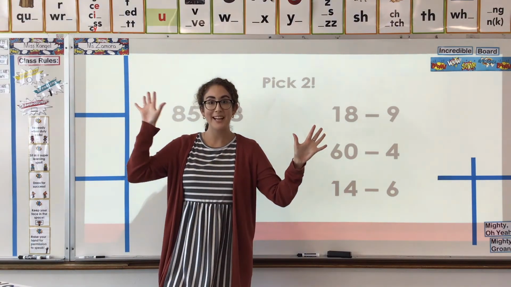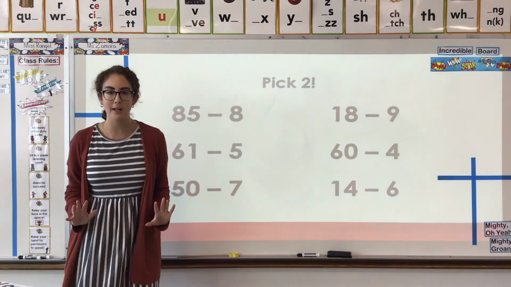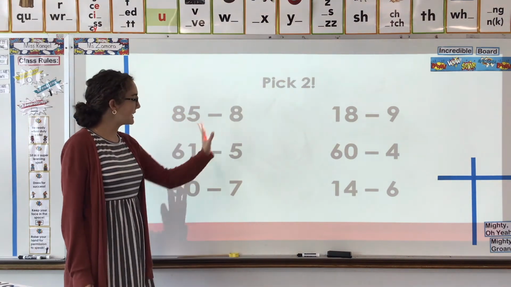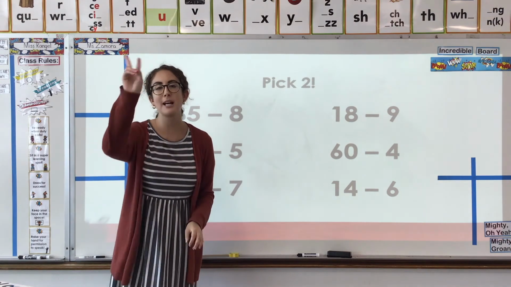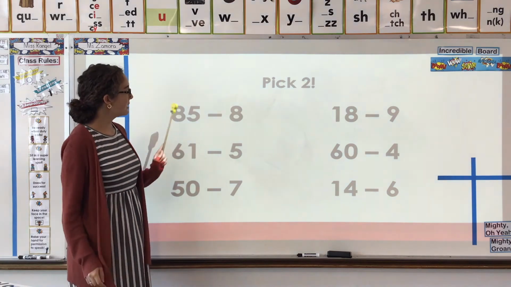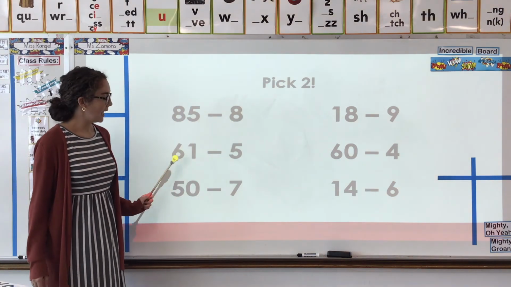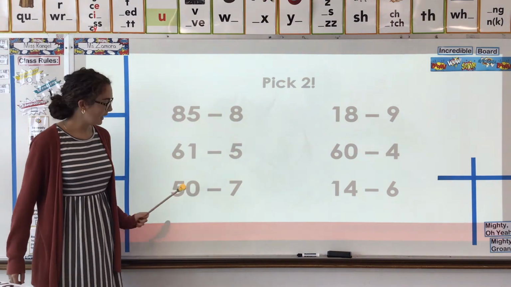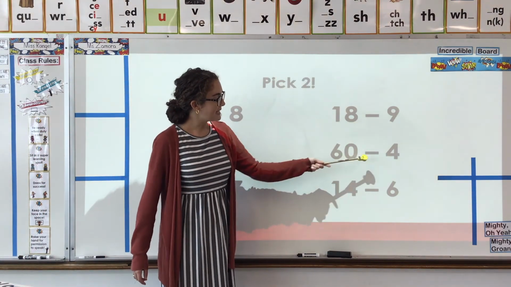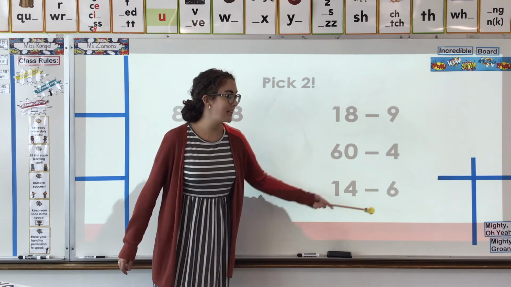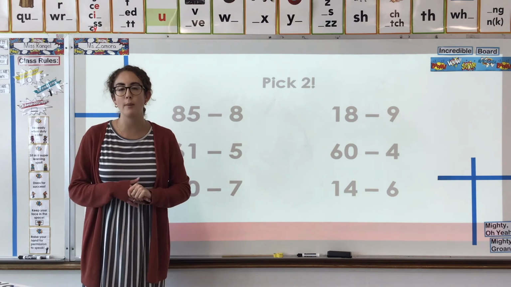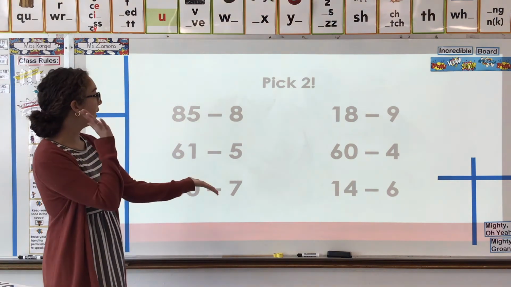So don't be scared. There's 6 problems up here. But guess what? You get to pick 2. Of these 6 problems, you get to pick 2 that you want to solve. These problems are 85 minus 8, 61 minus 5, 50 minus 7, 18 minus 9, 60 minus 4, and 14 minus 6. You just only have to do 2 of these problems, and you get to pick which 2 you want to do.